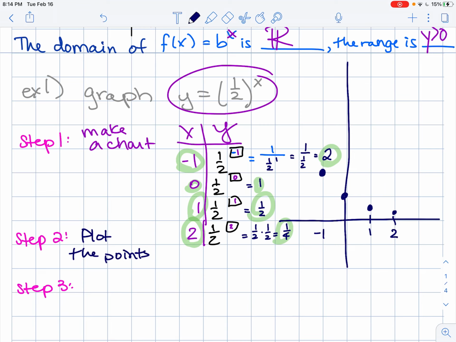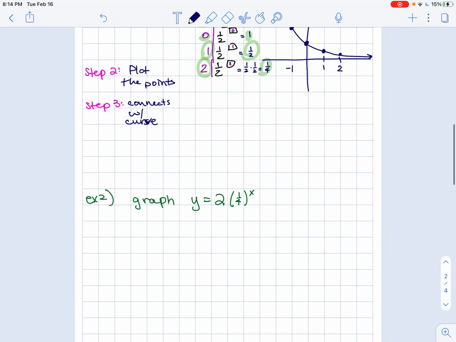And then step 3, just like before, we're going to connect the dots with a smooth curve. So it's going to look like this. And remember, it's going to get closer and closer to the x-axis, but not touch it. And then this is going to go up this way. So a smooth curve. And that's how we're going to graph the function.